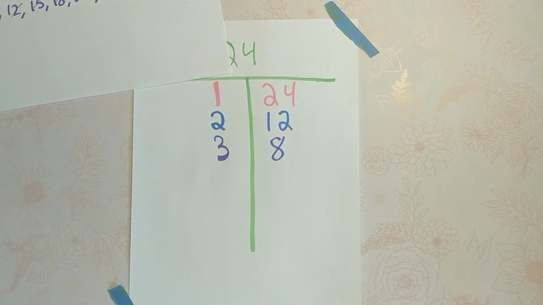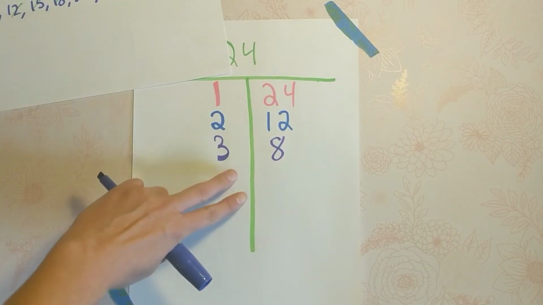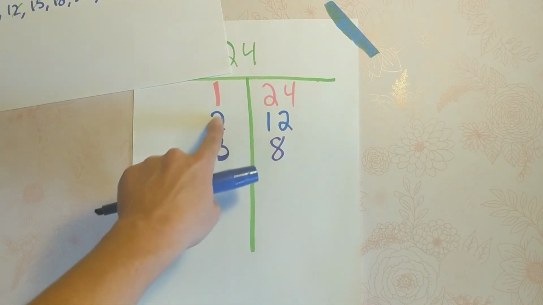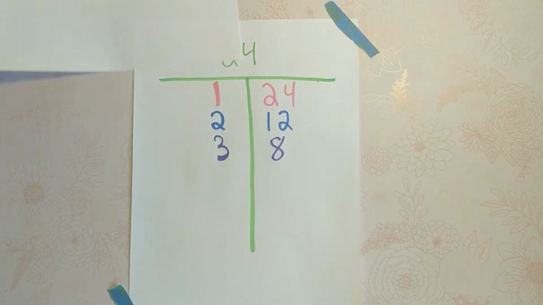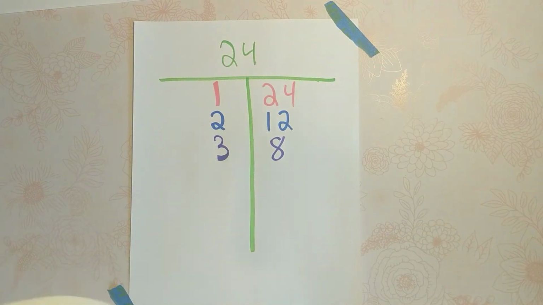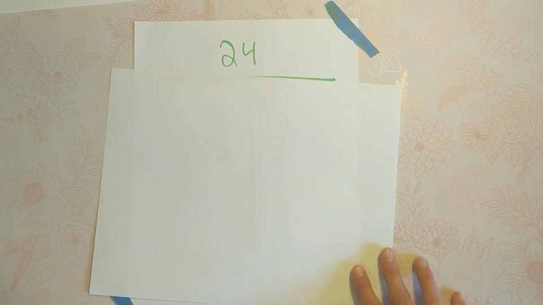Can we stop? We cannot stop. We can't stop until we get a number that we've already seen before. So we actually have to keep it going. Check our 4s. That's our next one. But we won't write it down until we know.